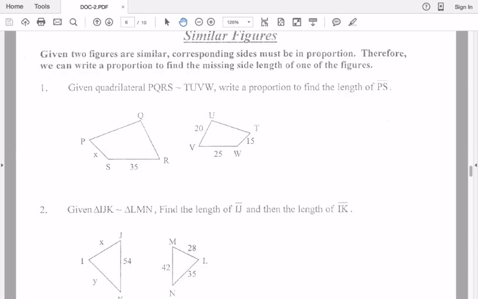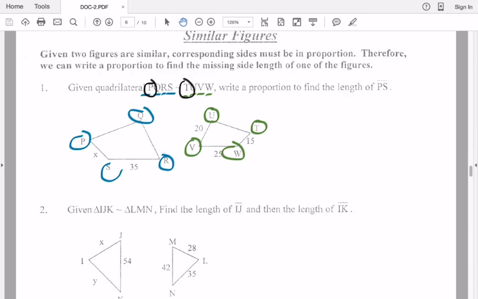For these problems, we're told that the two shapes are similar. So because the two shapes are similar, we can use that information to help us find any missing sides, like that one. So this says that PQRS is similar to TUVW. Now it's very important how you read that, because the T lines up with the P. So this guy and this guy are the same.